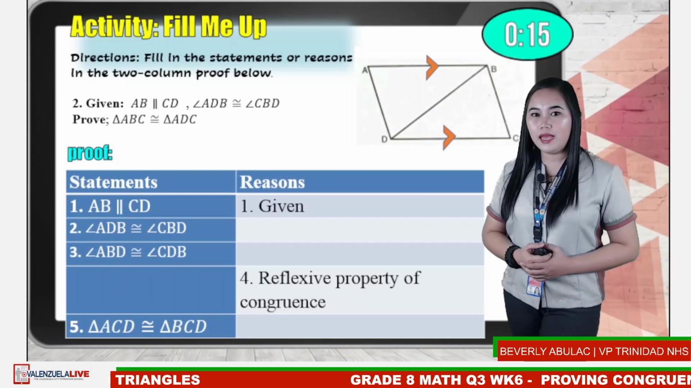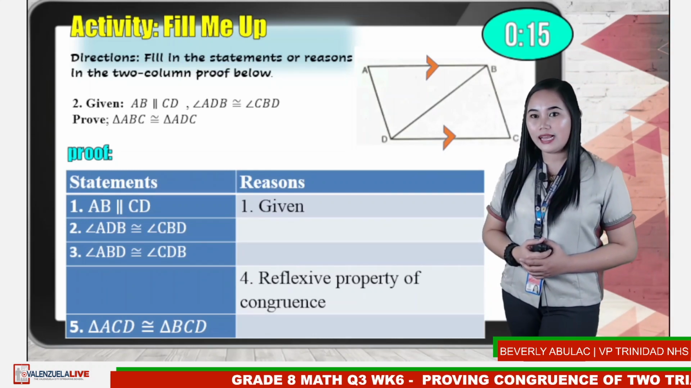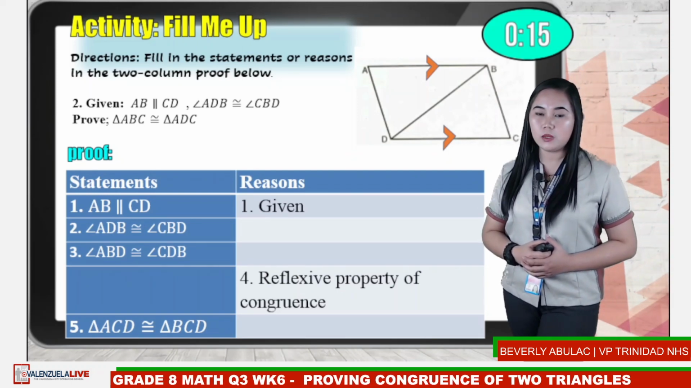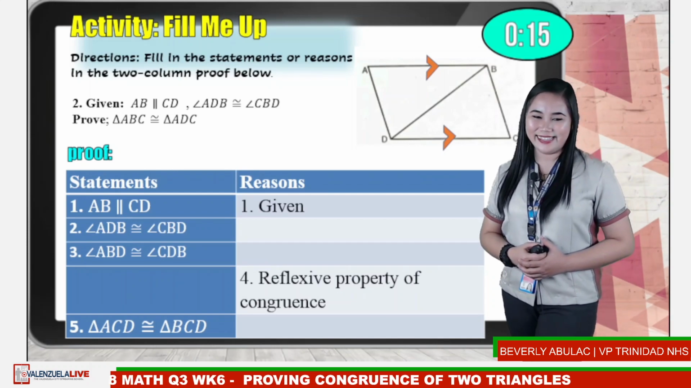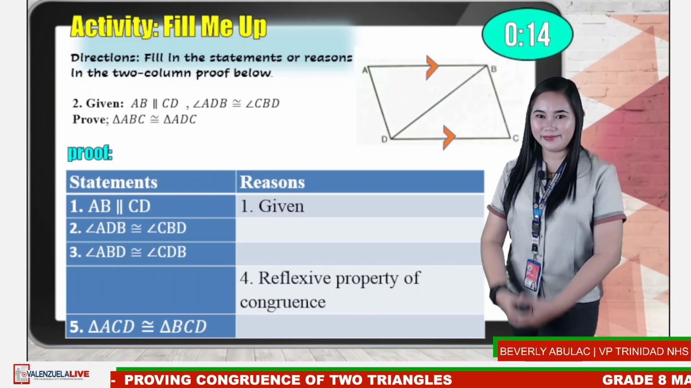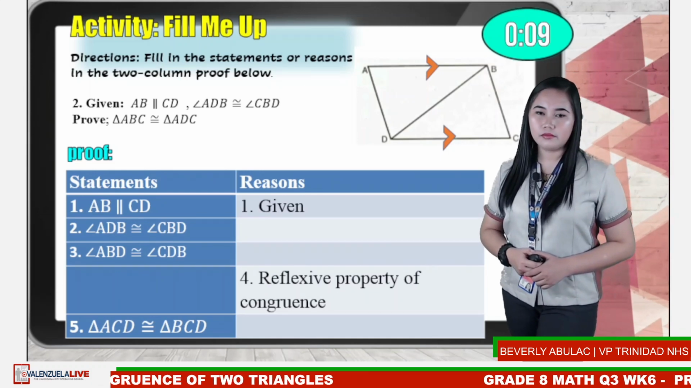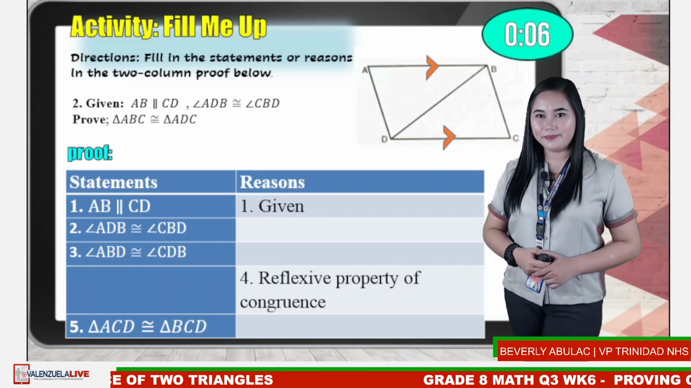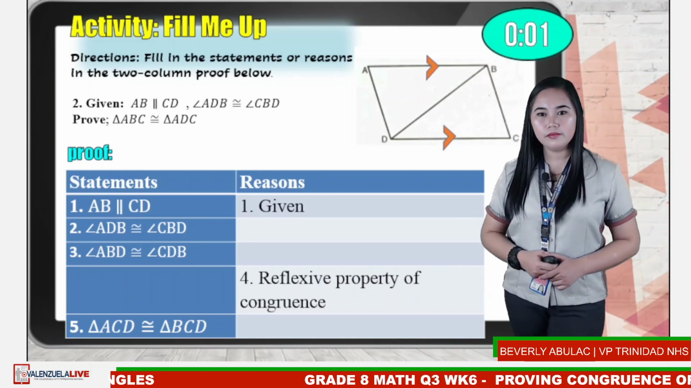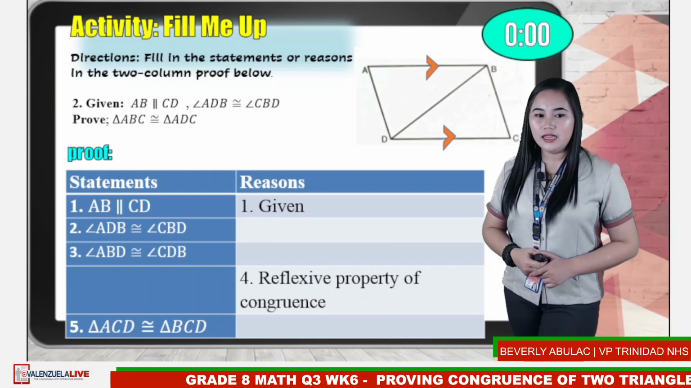Number 2, given AB is parallel to CD, angle ADB is congruent to angle CDB. You have to prove that triangle ABC is congruent to triangle ADC. Timer starts now. Time's up. Okay, let's reveal the answer.